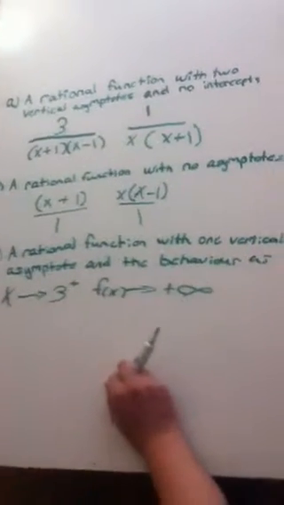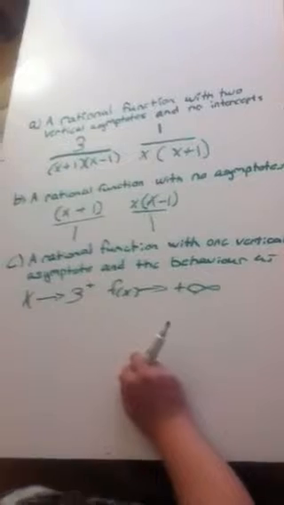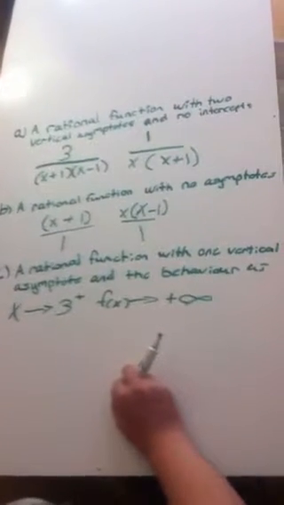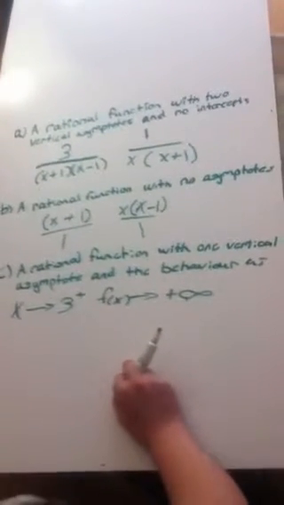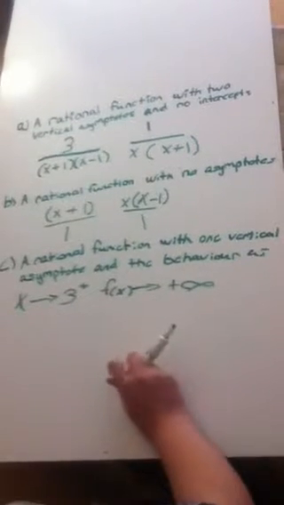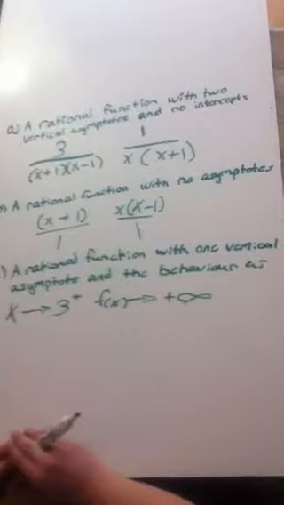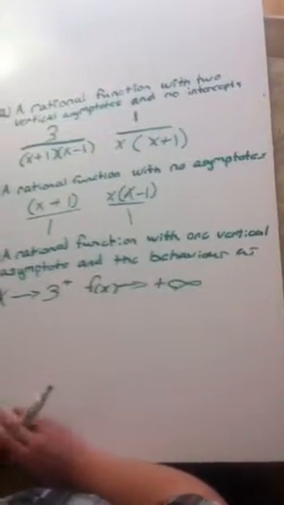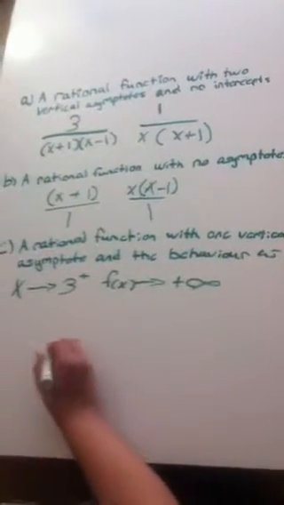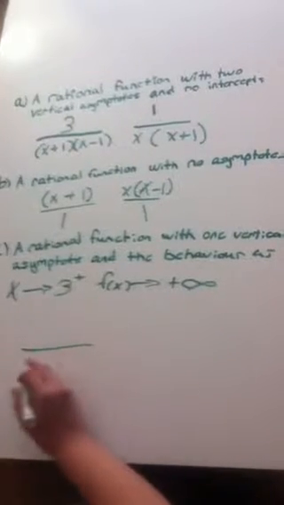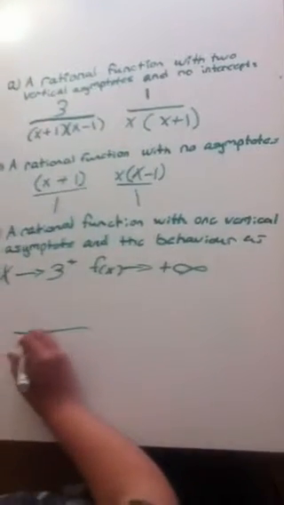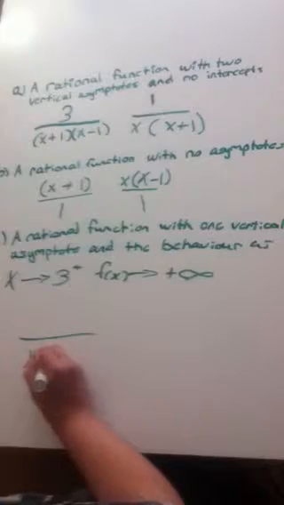Lastly, for question C, there needs to be a rational function with 1 vertical asymptote and the behavior as x goes to 3 plus, f of x goes to positive infinity. So for this question, for our 1 asymptote, I'm going to use x minus 3.